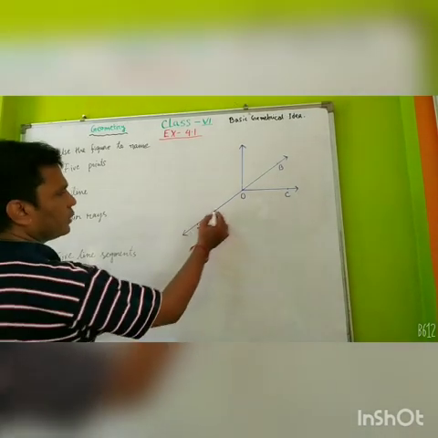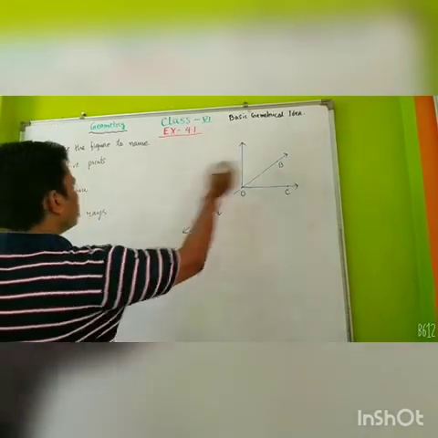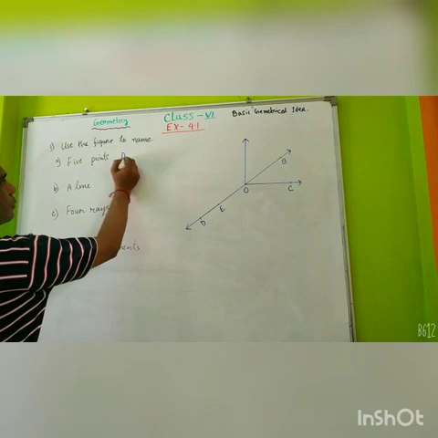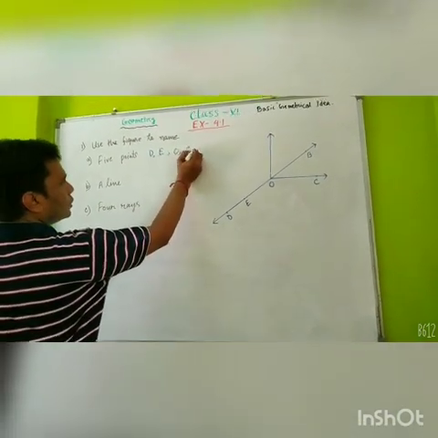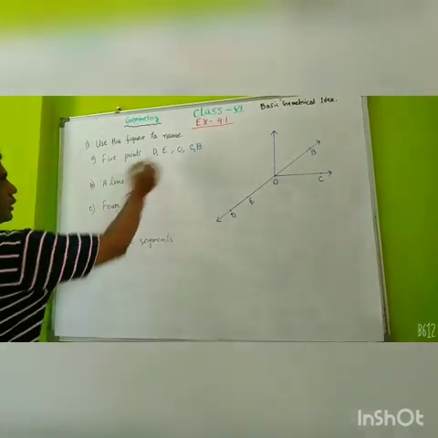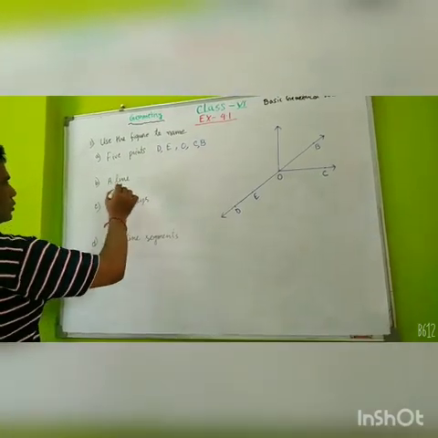So we can write here D, E, O, C, B, all are points. The 5 points are D, E, O, C, B. Okay. And write 1 line between 2 lines.